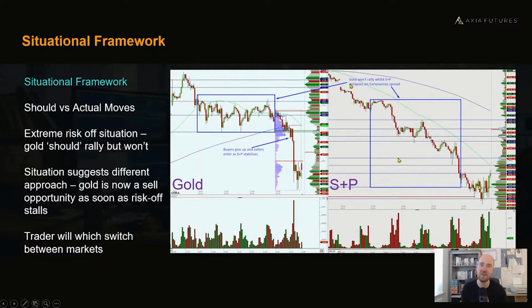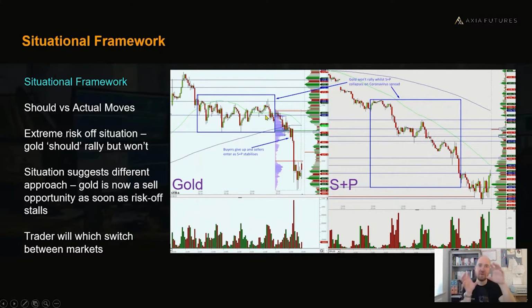So what's that telling you? This tells you the situation is not what you thought it was, but you can now look at what's happening and adapt. If gold won't go up when it should, i.e. in a high risk off environment, then gold now can fall if that risk off stalls in any way. So the moment the S&P starts to stall, you can switch market. You now know gold's the one that can move because it should be going up. People have positioned themselves here.